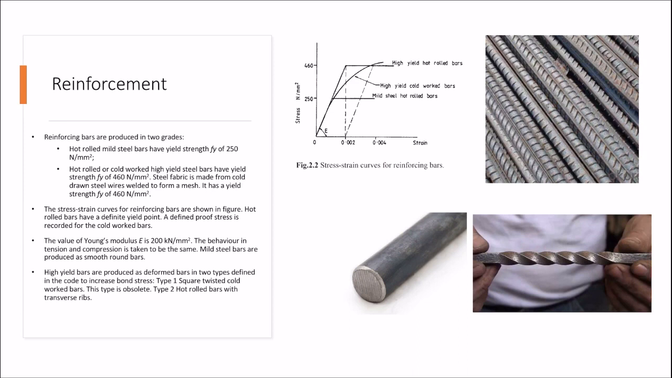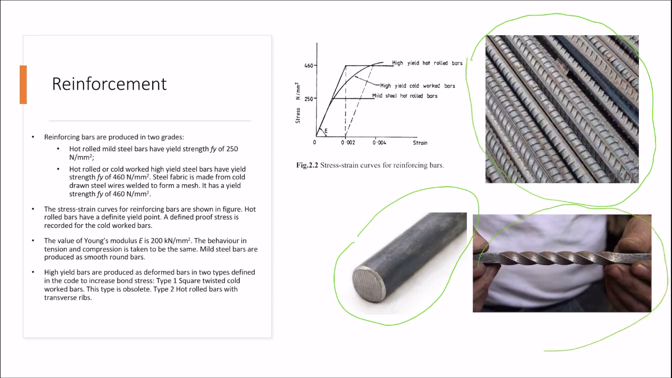Okay, right now you have two types of bar, one of which is mild steel. Mild steel will look like this. If you ever went to any construction site before, you will see this type of bar. And for hot roll or cold work high yield steel, this is the one, like this. Normally you will see this one inside.